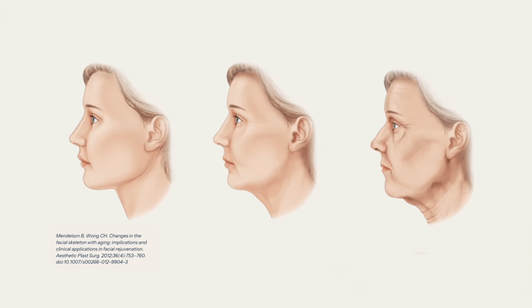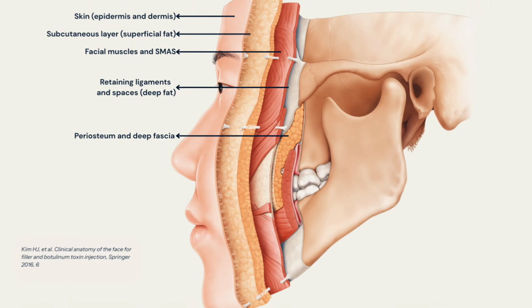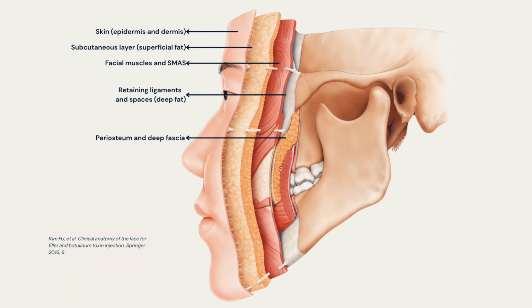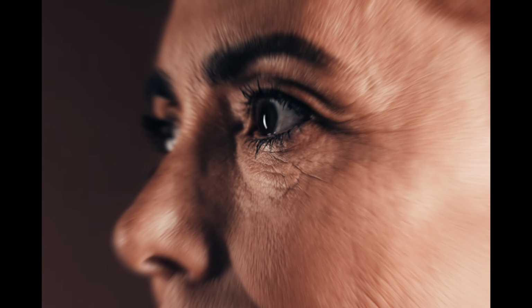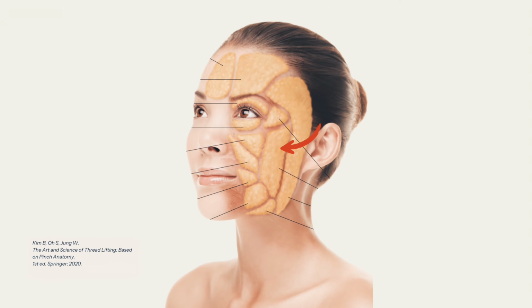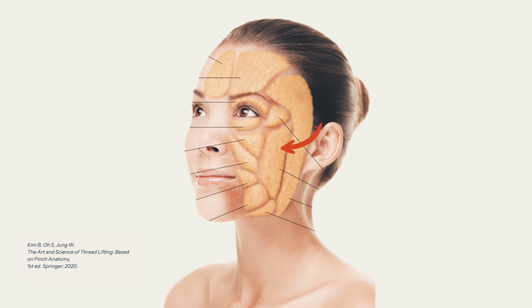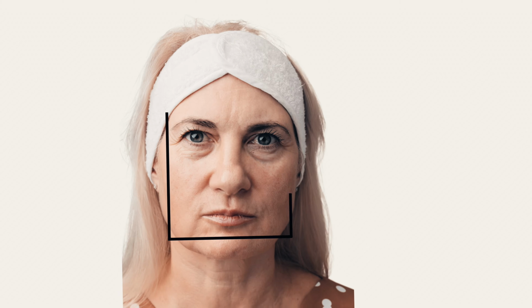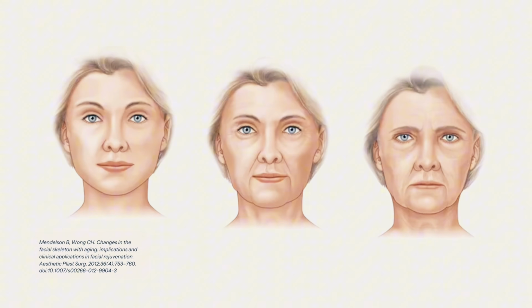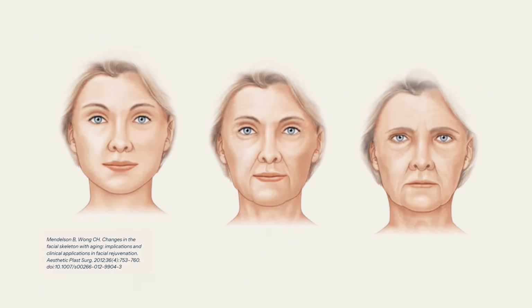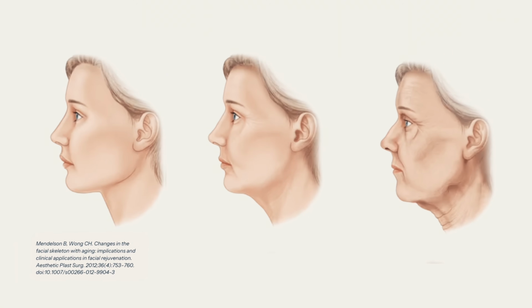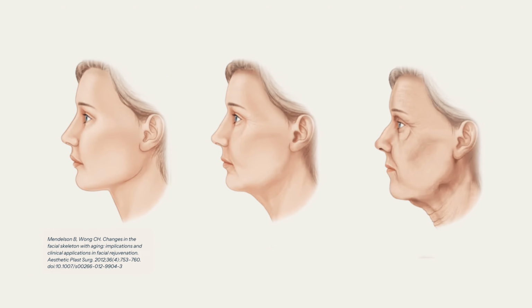With aging, these structures undergo distinct changes. Volume loss in the temporal region causes the brows to drop. Descent of the malar fat pads results in under-eye hollowness, dark circles, and deepening of the nasolabial fold. Volume loss in the submalar area leads to a more squared lower face and often contributes to jowl formation. These changes don't just affect aesthetics. They cause the face to appear older, more fatigued, and at times asymmetrical.